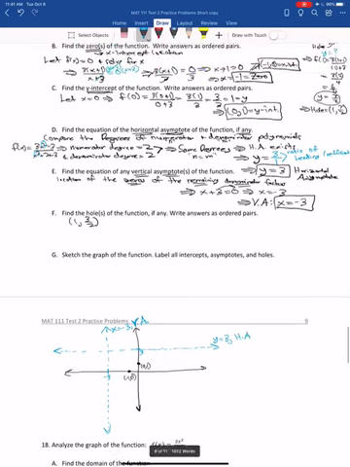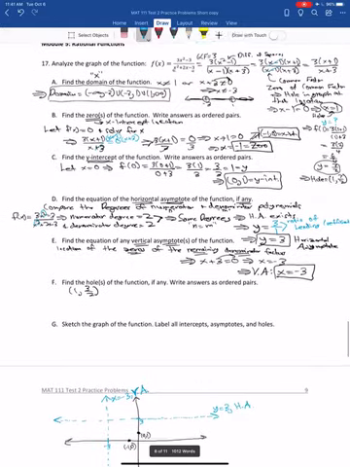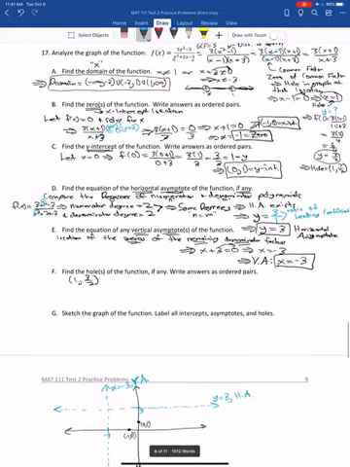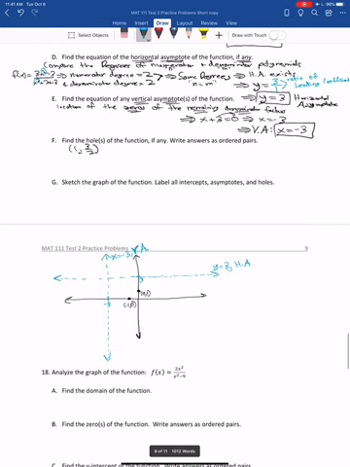And what else did we find? We found a hole in our graph. Our hole in our graph was at 1, 3/2 to be exact. So I'm going to plot that point. Right 1, up 1.5. So right in here, I've got a hole.